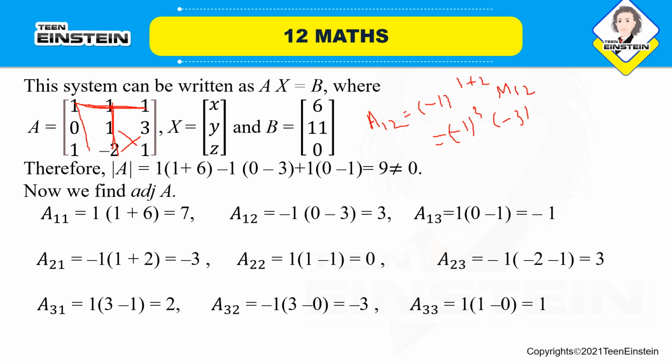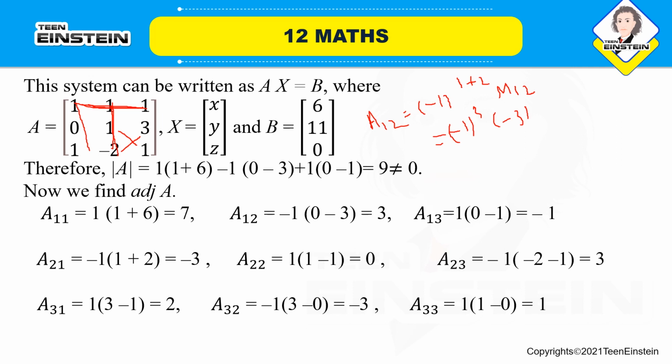Next, cofactor of small a21 is capital A21. For this you will be getting minus sign, so minus 1 into 1 plus 2, which is minus 3. Next, cofactor of small a22 is capital A22. For this you will be getting positive sign, so plus 1 into 1 minus 1, 0. Next, cofactor of small a23 is capital A23. For this you will be getting minus sign. So, minus 1 into minus 2 minus 1, it is 3. Next, cofactor of small a31 is capital A31. So, this is 1 into 3 minus 1. For this we have plus sign. So, plus 1. This is 2.